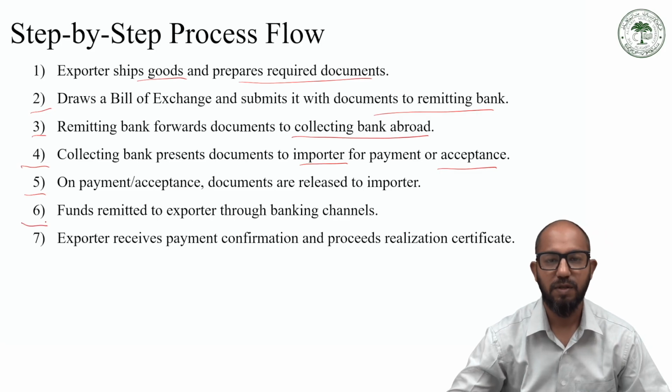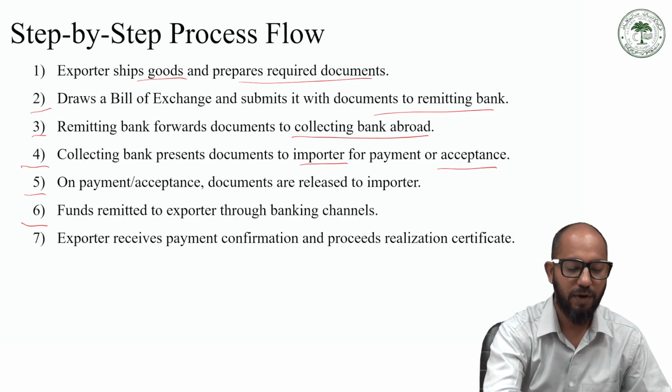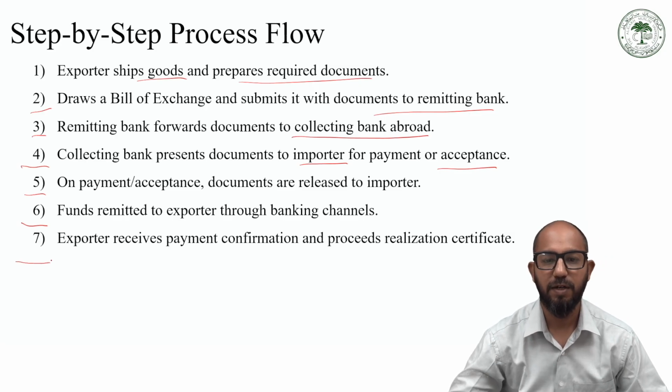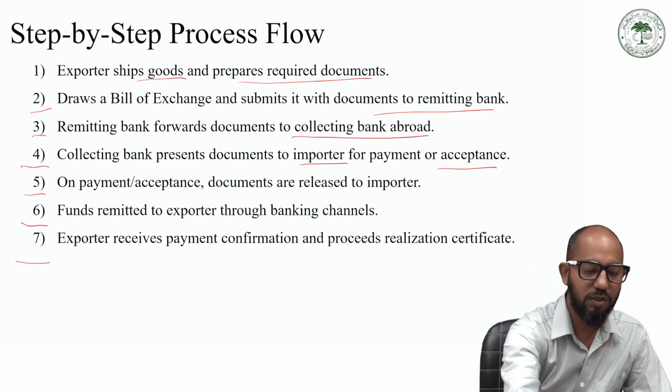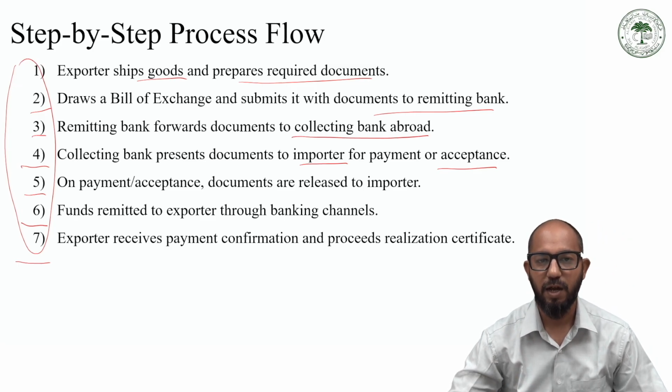Then the next step is funds are remitted to the exporter through banking channels. Whatever funds are required as part of payment realization are remitted to the exporter through the banks that are participating in the process. And finally, the exporter receives payment confirmation and proceeds to submit the realization certificate. This is the last stage in the process flow. We can see through all these steps how step by step facilitation of export happens under these particular processes.